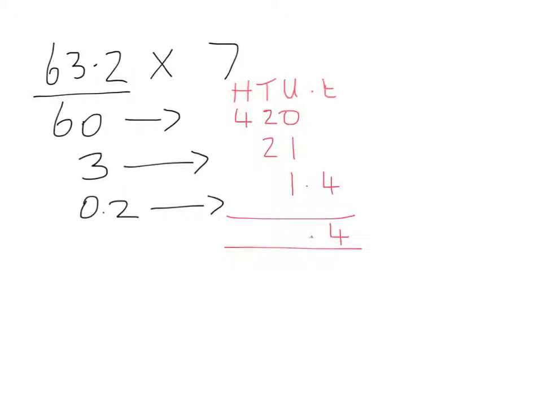And after that, I can once again just add up all of those answers. 0.4 in the tenths column. 2 units, 1 add 1. 2 tens and 2 tens is 40, and 400. Nothing is added to that. So your final answer for 63.2 multiplied by 7 is 442.4.